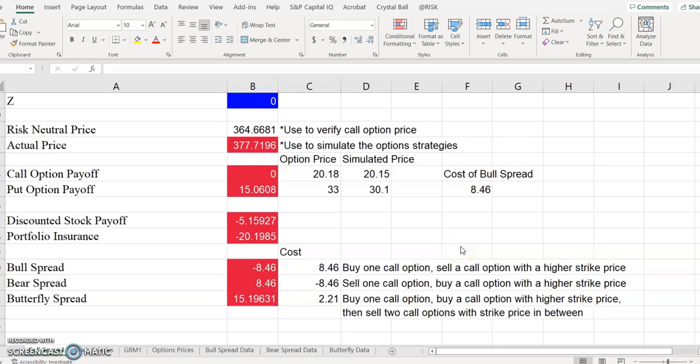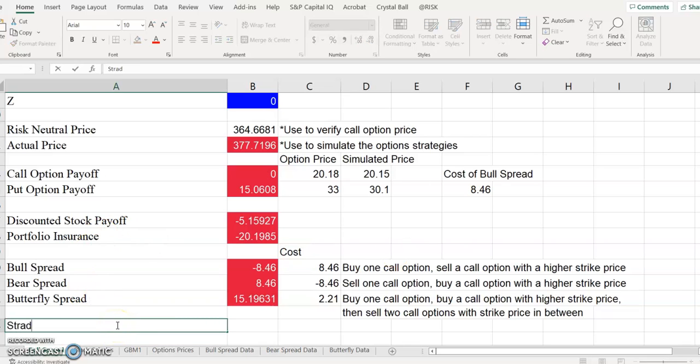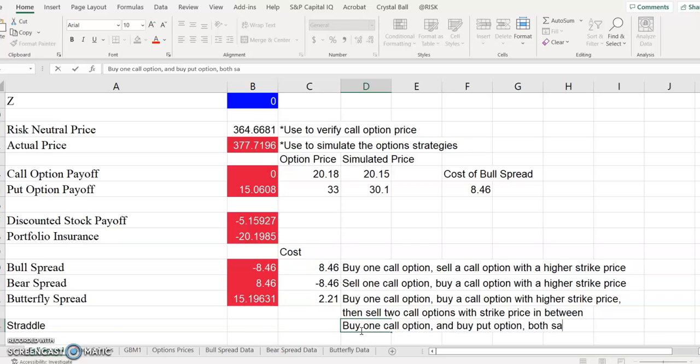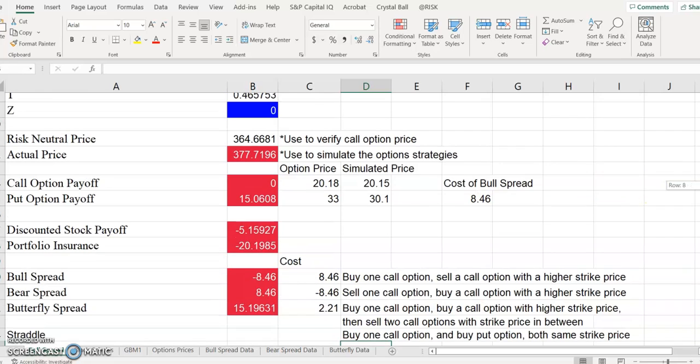The last strategy that we're going to consider for options is called a straddle. With the straddle, you would buy one call option and buy a put option, both with the same strike price. And so what we're doing is we're betting basically that the stock is going to move in some direction and not stay close to a certain price.